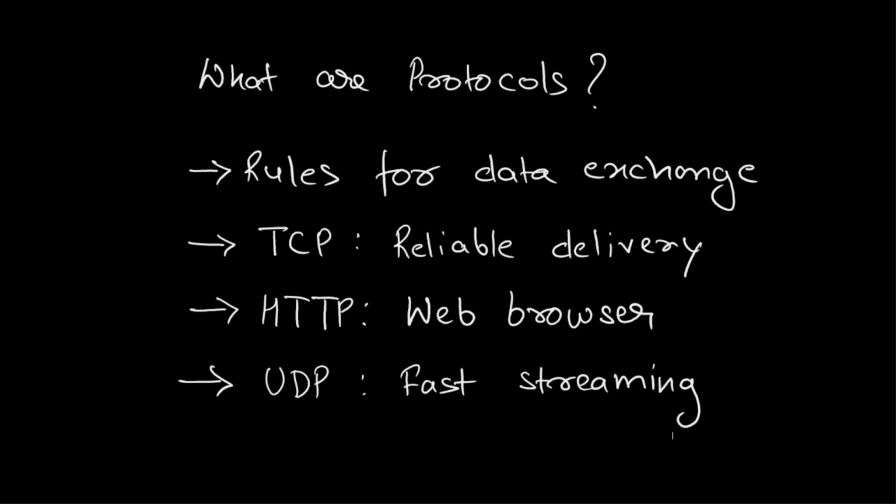Here are some examples. Transmission Control Protocol, or TCP. It's for reliable data delivery. It makes sure that all the data is transferred. Hypertext Transfer Protocol, HTTP. It's for browsing websites. And User Datagram Protocol, UDP, for faster stuff like live streams where speed matters much more than complete data delivery.